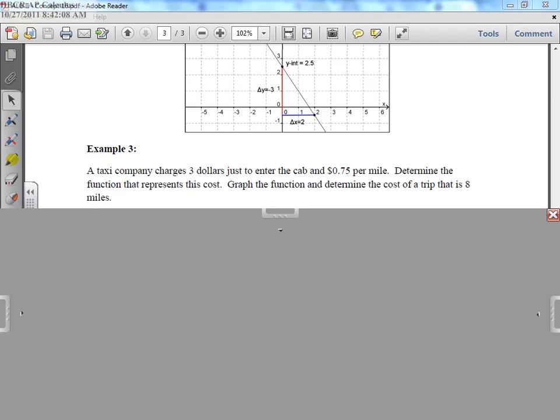This is actually quite a simple example here. And we'll go through why it's easy. Help us out, John. Tell us what we got. Would be y equals 0.75x plus $3.